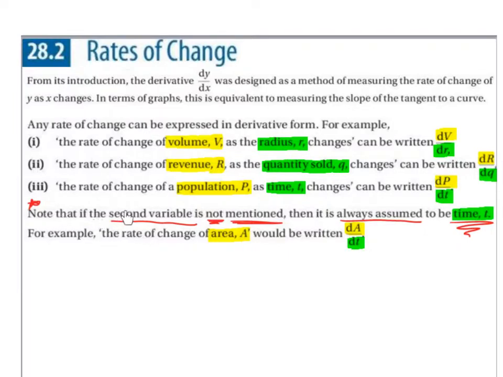Note that if the second variable is not mentioned, then it is always assumed to be time t. For example, the rate of change of area A would be written dA dt. So time would be our second variable. This would be differentiating A, the area, with respect to t, time, or the rate of change of the area with respect to time, or as time changes.